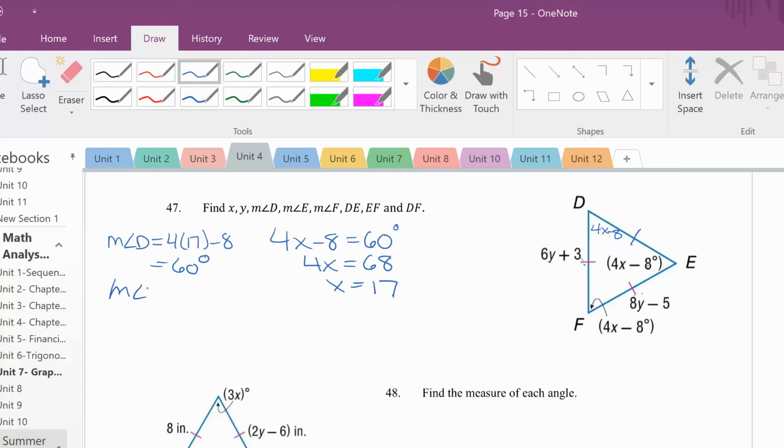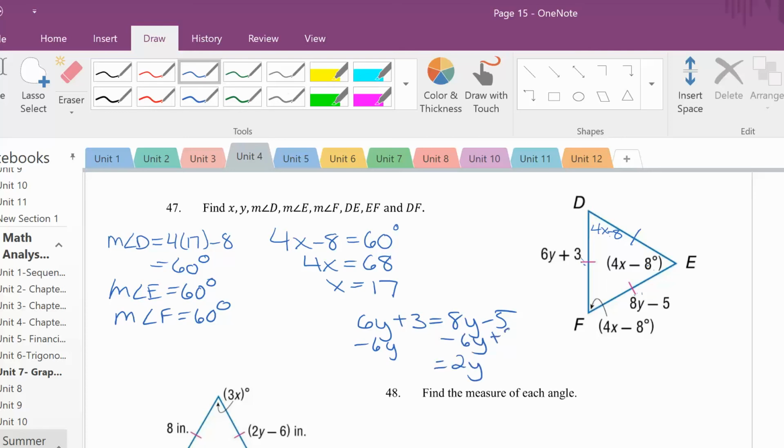And that's the same for the measure of angle E and the measure of angle F. As far as y goes, all the sides are congruent because it's equilateral, so we can set two of the sides equal to each other. So 6y minus 3 and 8y minus 5. Subtract 6y, add 5, and then you get y equals 4.